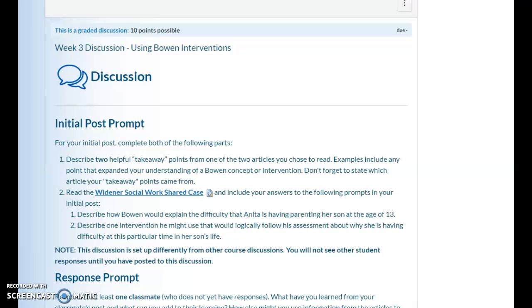For the second part of the post, we will again be using the case of Anita, right here, the Widener Social Work Shared case, and answering these 2 questions. Think of the first question as the assessment part of the Bowen approach, and then the second question is clearly the intervention part.